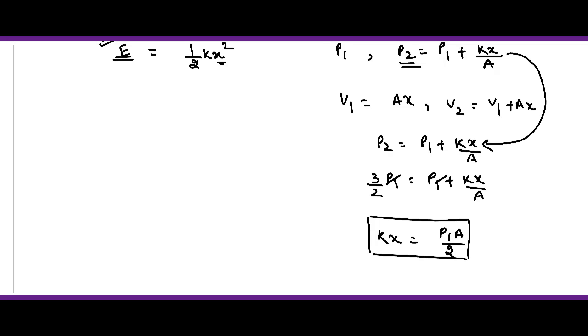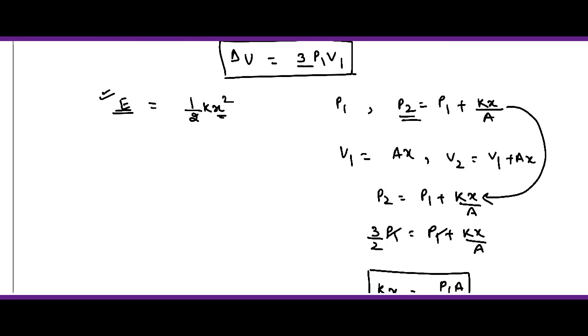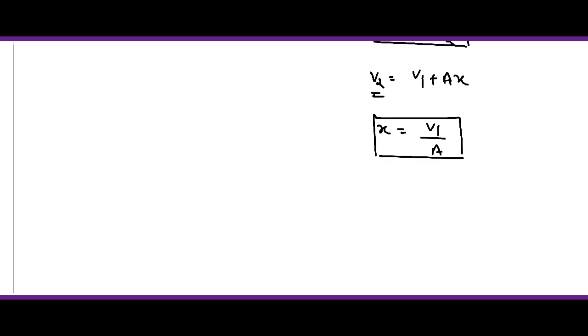Now from this equation, which is V2 equals V1 plus Ax, my final volume is V1 plus Ax. The value of V2 is given in the question, which is 2V1. So I can find my value of X equals V1 upon A. This is the value of X. Now I have the value of Kx as well as the value of X.